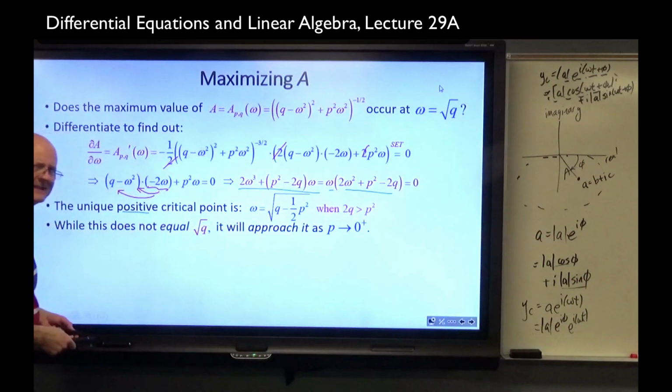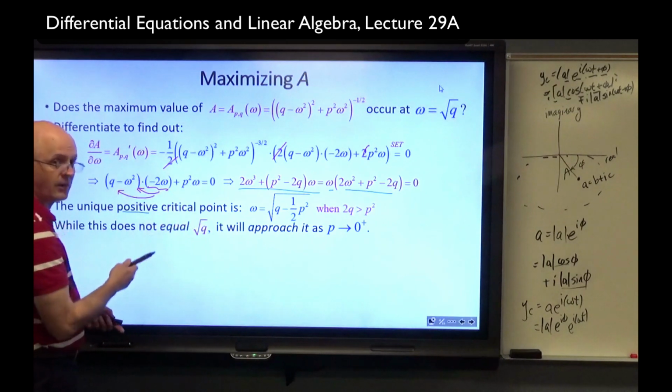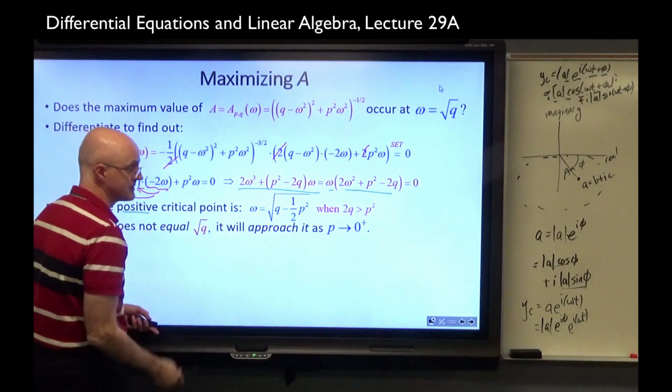So we're near resonance when omega is near square root of q, so maybe that would be why the amplitude is high when omega is close to square root of q, and that is true as long as p is close to 0.